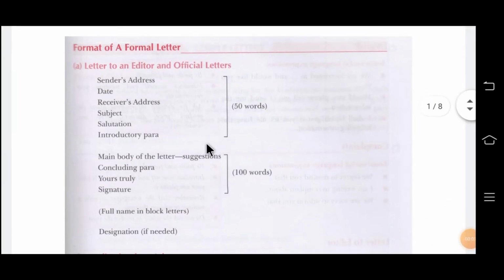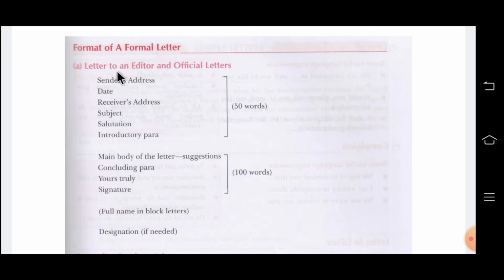Students, let us discuss the format of formal letters. In this session, you are just going to look at two letters. The first one is a letter to the editor, and the second one is a job application. Only two topics you have to write. You have to read properly for this session. So students, let us see the format of formal letters.